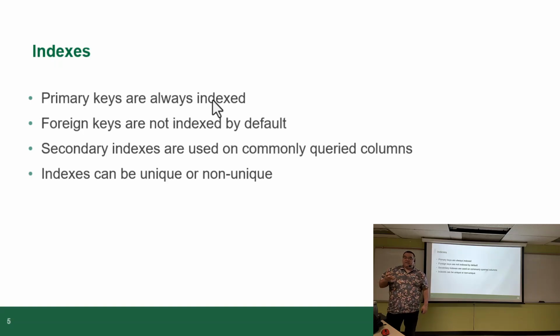Something called secondary indexes are used on commonly queried columns, for example phone numbers or postal codes, so you can search them faster. An index is going to be unique or non-unique. A unique index means the column will not have duplicate values, so it's an index that also enforces a rule. 99% of indexes outside of primary keys will be non-unique, as they just make it go faster.